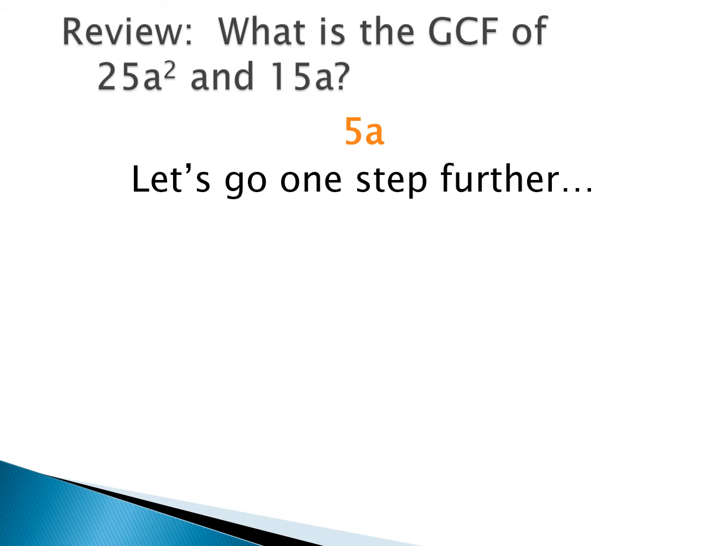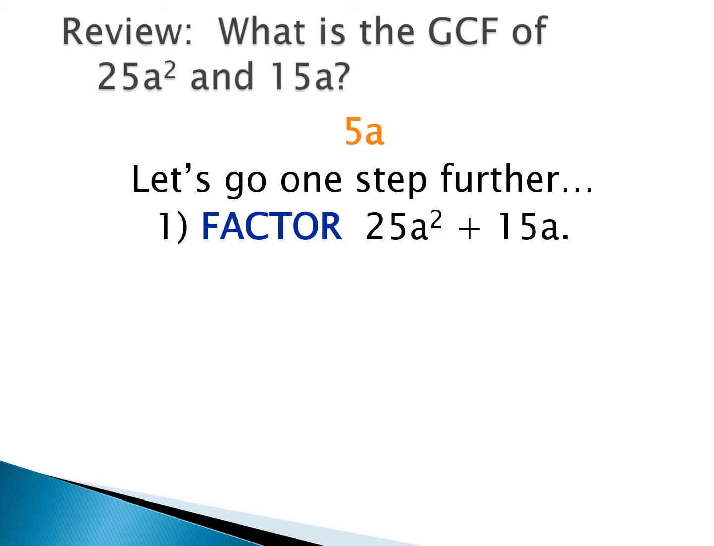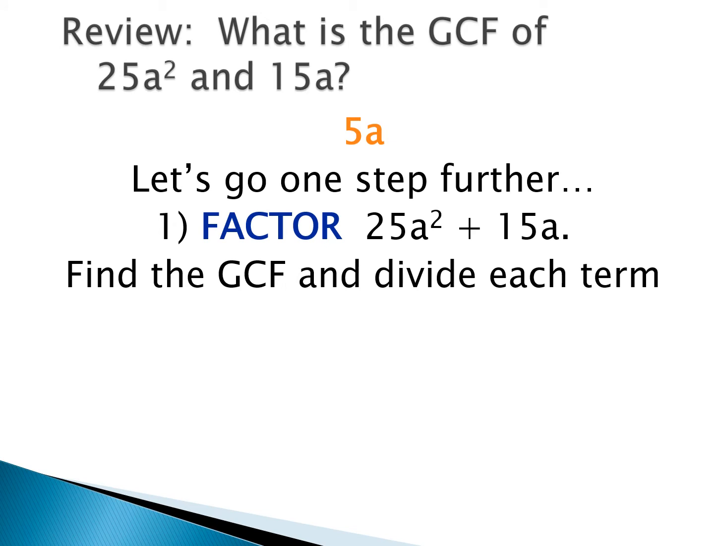But let's go one step further. Rather than writing, okay, well, what's the GCF? Sometimes it's worded a little bit differently. Sometimes it might be written as factor 25a squared and 15a. And this is different than asking just what is the GCF. When we do this, we're actually going to find the GCF and rewrite it as if we've divided it out from each term. So when we have 25a squared plus 15a, that's going to equal our GCF of 5a on the outside, but then we're going to leave the remainder of what we've divided out.